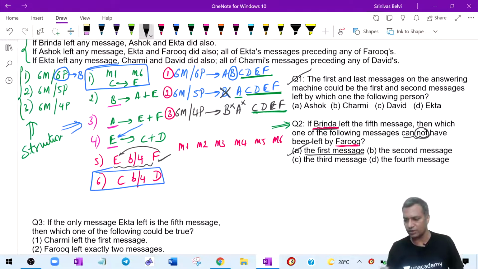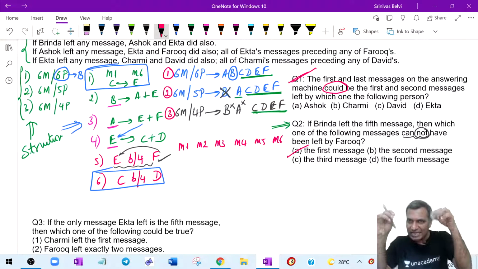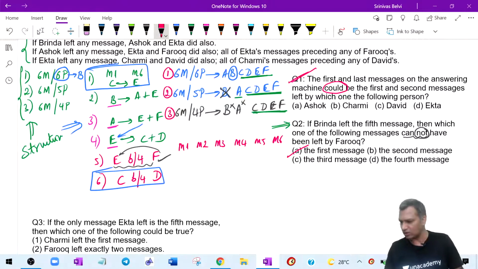Let me go to the first question here. Let's take a look at the first question. Questions are simple because the entire concept has been laid down in front of you. First one: the first and the last messages on the answering machine could be the first and the second message left by which one of the following persons? Could means a possibility. For a possibility, you try to eliminate the options. Elimination can be the best option, or take something and try it out to see whether it is possible or not.